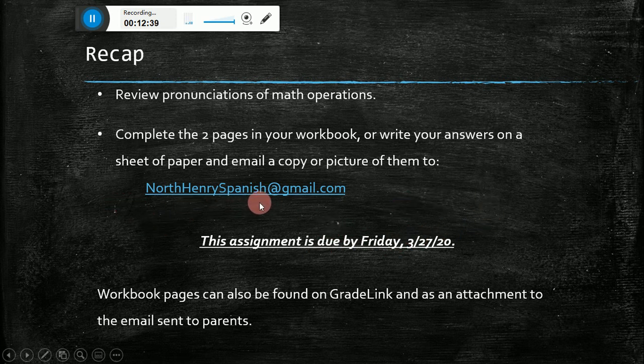And you should be sending it to northhenryspanish@gmail.com. Okay, so the workbooks are actually available to be picked up at North Henry. They're sitting in a box by grade level. They're separated by grade level, and they are on the counter across from Miss Jill's office. So if you have a chance to pick those up, that'll definitely save on printing and extra paper to use.